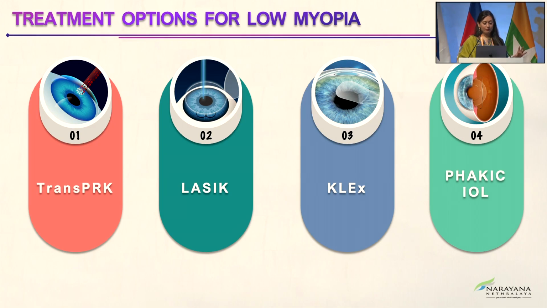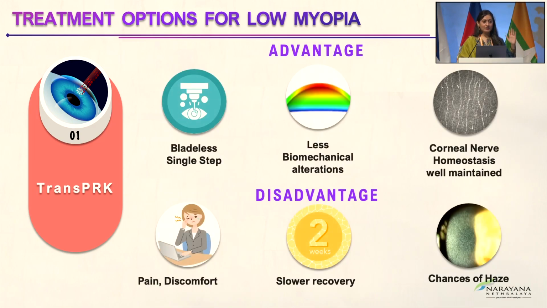Now, for low myopia, you'll always have these 4 options: trans-PRK, LASIK, CLEX, and phakic IOL. So let's go step by step through the advantages and disadvantages of each of the procedures. Trans-PRK is a bladeless single-step procedure. It has less biomechanical alteration, and we all know that the incidence of ectasia with trans-PRK is minimal or nil. Whatever biomechanical strength is there today is going to be there after surgery most of the time, and the corneal nerve hemostasis is very well maintained.